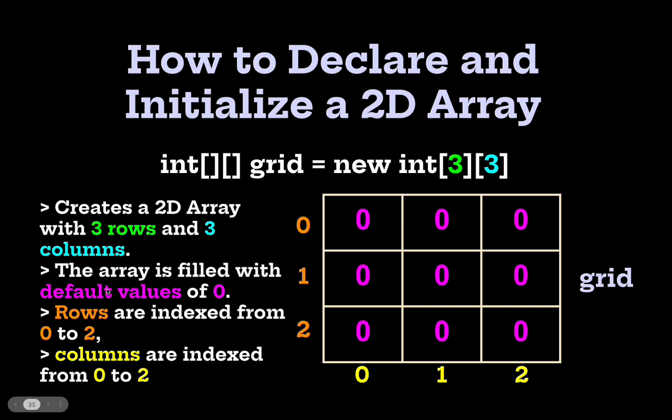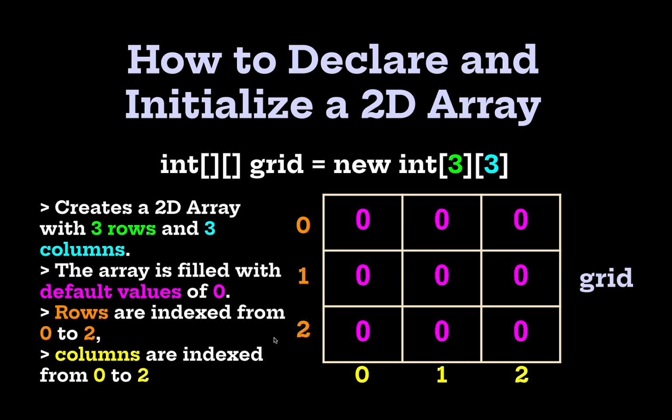Please take note that this is not a generic thing. If you have an integer here, the array is filled with default values of 0. If this was a double, then it will be filled with 0.0. Please take note. Rows are indexed, again, following this example, from 0 to 2. And columns are also indexed from 0 to 2. So these are the columns, 0, 1, 2, and these are the rows, 0, 1, 2.